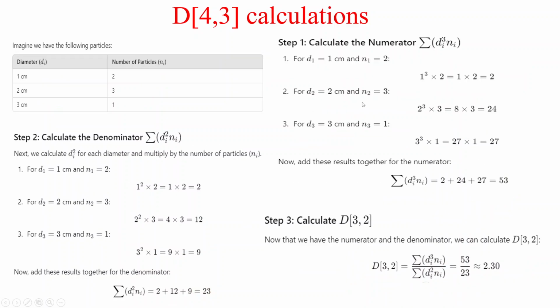Now if you see the D32 calculation, so this is not D43, this is the D32 calculation.